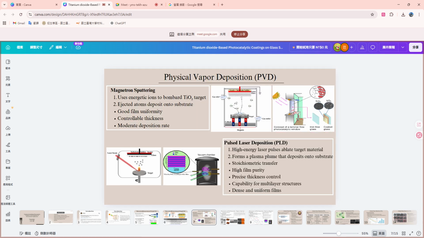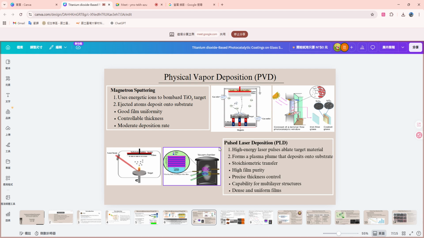Okay, so this paper introduces the PVD part. It has two different methods, and the first is magnetron sputtering. It uses energetic ions to bombard TiO2 targets and eject atoms that deposit on the substrate. It has three advantages: good film uniformity, controllable thickness, and moderate deposition rate.